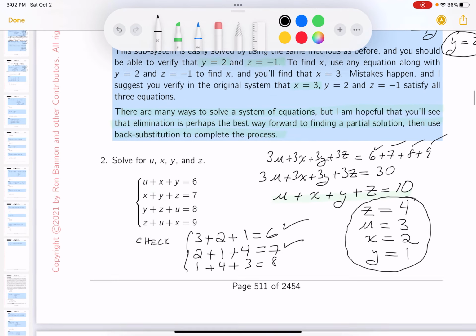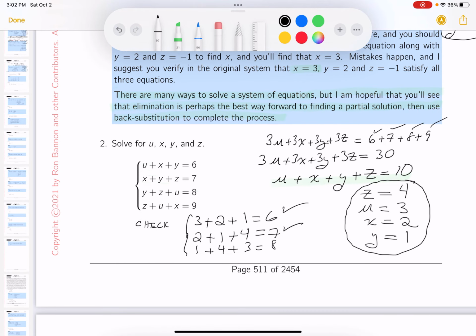Let's do the last one, which is z. What's z? Is 4. And then wait, we got u is 3. And then what do you get? X is 2, right? So what do you get there? 9. Works beautifully. They all work beautifully.